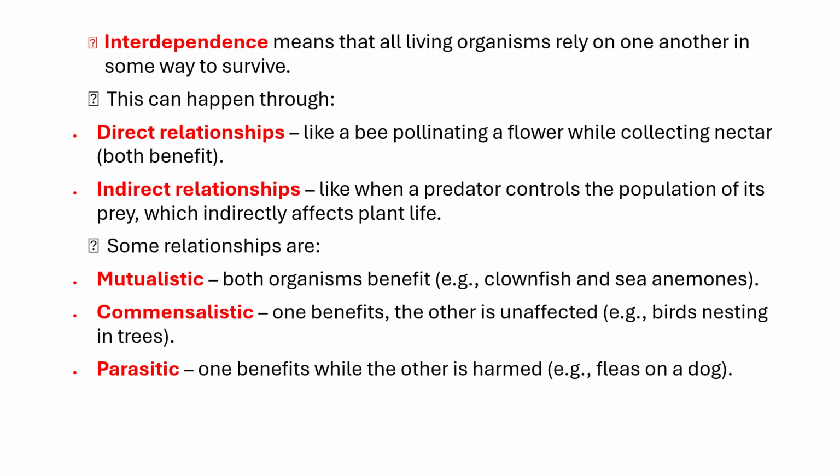For example, predators feed mostly on herbivores. So as the number of prey, which are herbivores, is reduced, the plant population will grow. Yes, that is how the indirect relation can be. So some examples are mutualistic, commensalistic, and parasitic. Yes, we will see them as we go through this lesson.